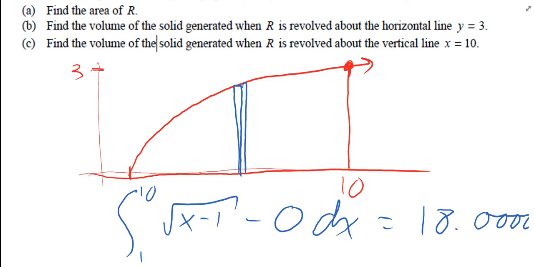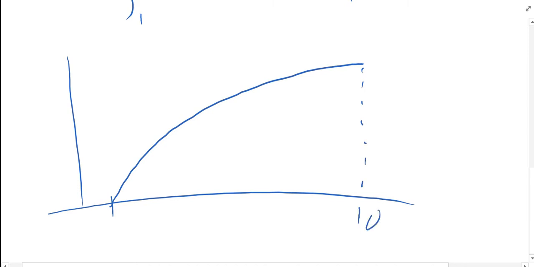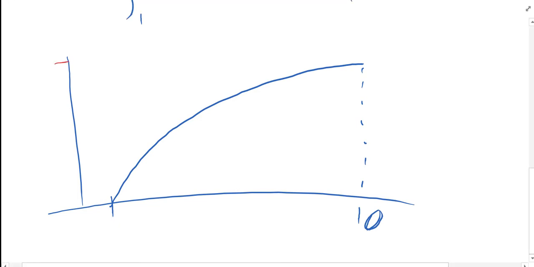Okay, now we got the whole shape down. B, to rotate around the line y equals 3. I'm going to draw this again. Here's our shape starting at 1, going out like this, all the way to 10. And y equals 3 is this line. I'll do a different color just because I can. Is this line right here. Okay with that? So all we need to do is find big R and little r.